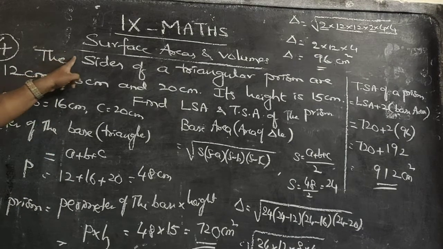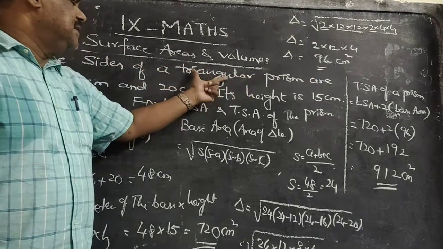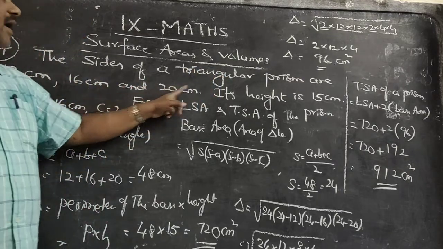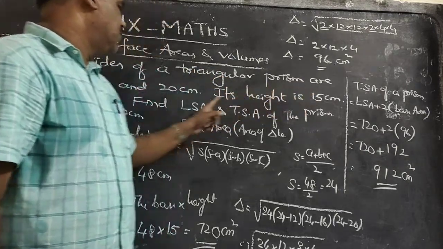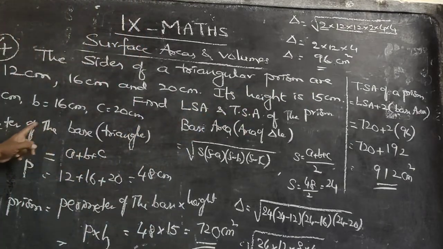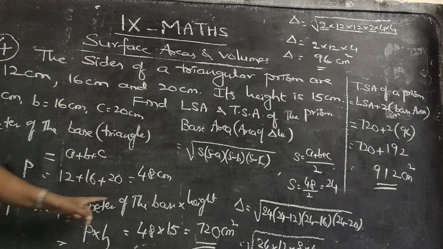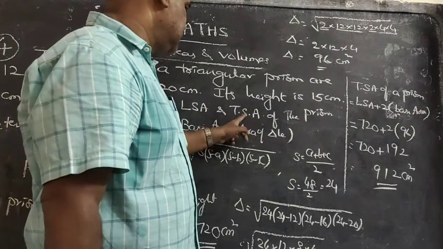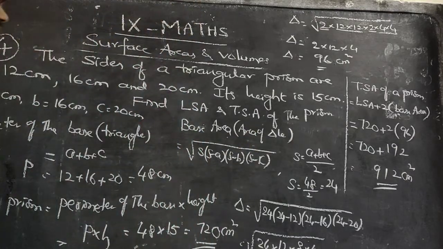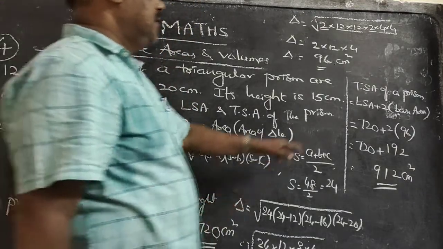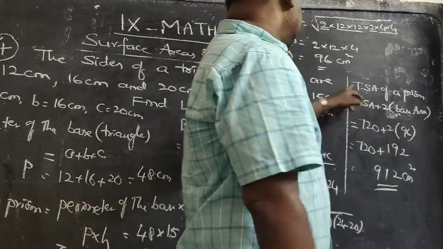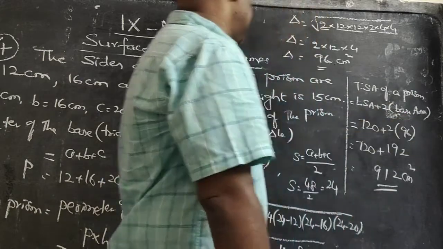So once again listen, a prism has a base that is in the shape of a triangle. For a triangle, three sides are given. Height of the prism is given. We should find LSA and TSA. LSA of the prism formula is perimeter of the base into height. The TSA of the prism is LSA plus 2 into base area.